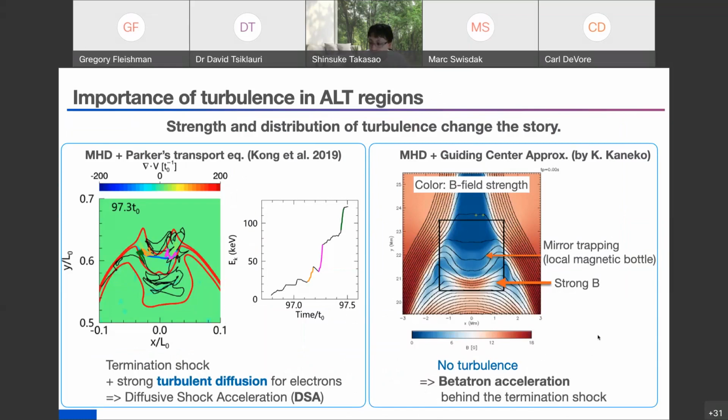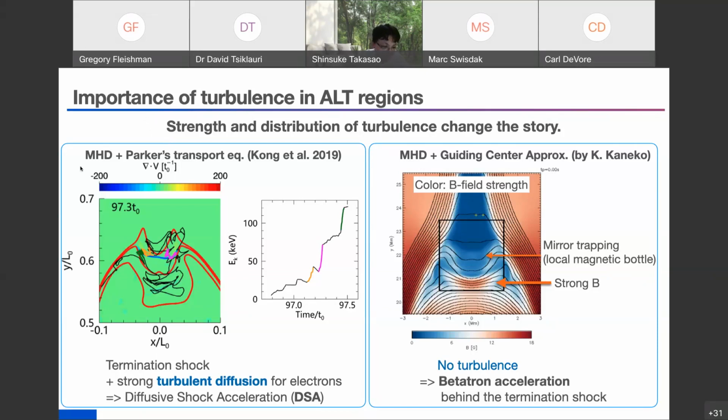So far I introduced that the turbulence is observed and the numerical models also show the local generation of the turbulence in the ALT regions. And here I'd like to introduce the importance of the turbulence in the ALT regions, because I believe that the strength and distribution of turbulence change the story of the processes.